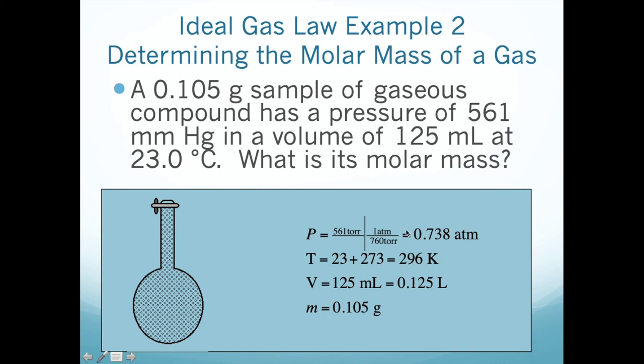And so I would use the pressure, temperature, and volume to solve for the number of moles. Once you've got the number of moles, then you can use that mass of 0.105 grams and your number of moles to figure out the molar mass, the final answer in grams per mole. So let's walk through that problem together, but feel free to pause this if you want to try this out yourself first.